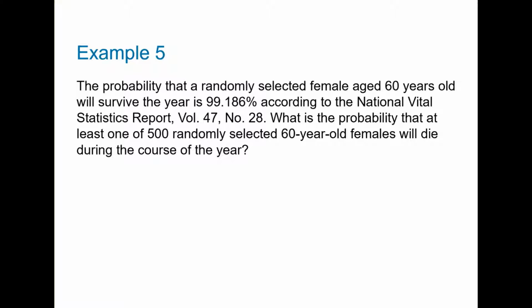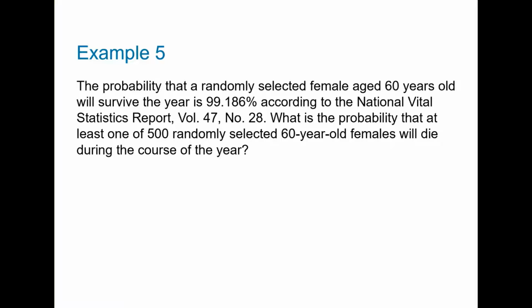So that means that either one could die, or two, or three, or four, or five, or all 500. This probability will get really complicated if we think about it this way. Whenever you are dealing with at least one probabilities, you need to use the complement rule. So now let's think. We want the probability that at least one dies. And for the complement rule, you find the opposite event.